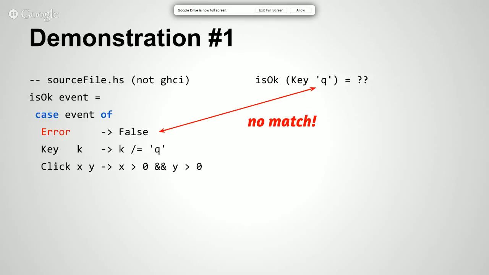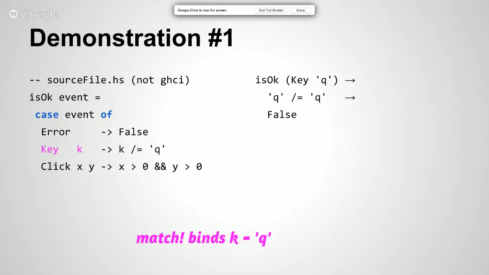So event is key q. It does not match error. It doesn't match that pattern because it's not built with the error constructor. So there's no match there. So it goes down to the second one, which is key k, with a free variable k. And that is a match. And it says, okay, where I have the free variable k in the pattern, I have the value character q in my value. So it binds k to q, and in the right-hand side, you get q not equal to q, which is false.